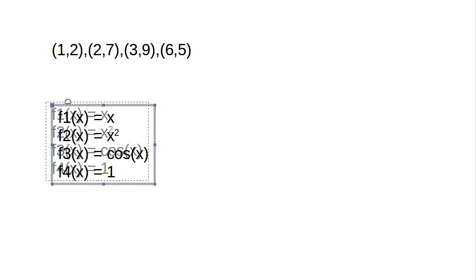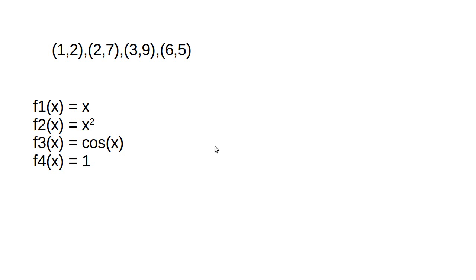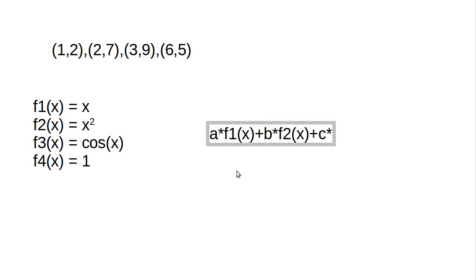And what I want to do is find the set of values such that, I'll go with a's here, a times f1 of x plus b times f2 of x plus c times f3 of x for a given x, is as close as possible to the associated y. So if I plug in a 1 here, I want a value that's close to 2. If I plug in 2, I want a value that's close to 7.